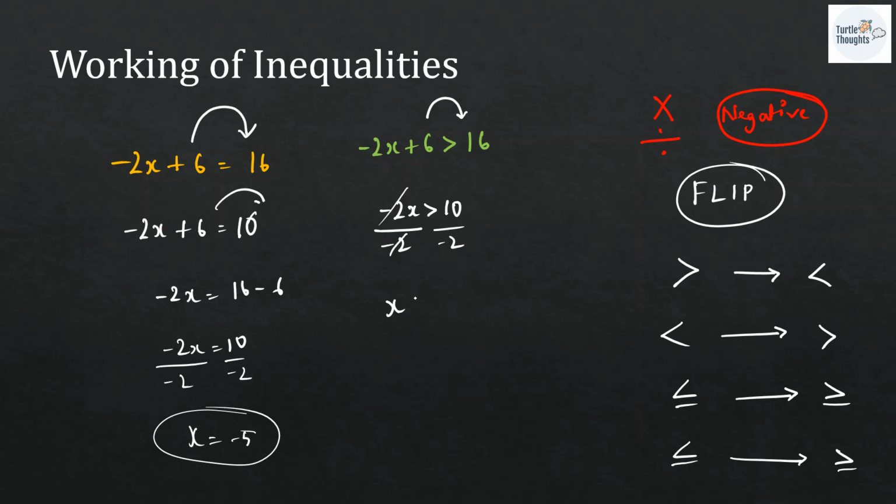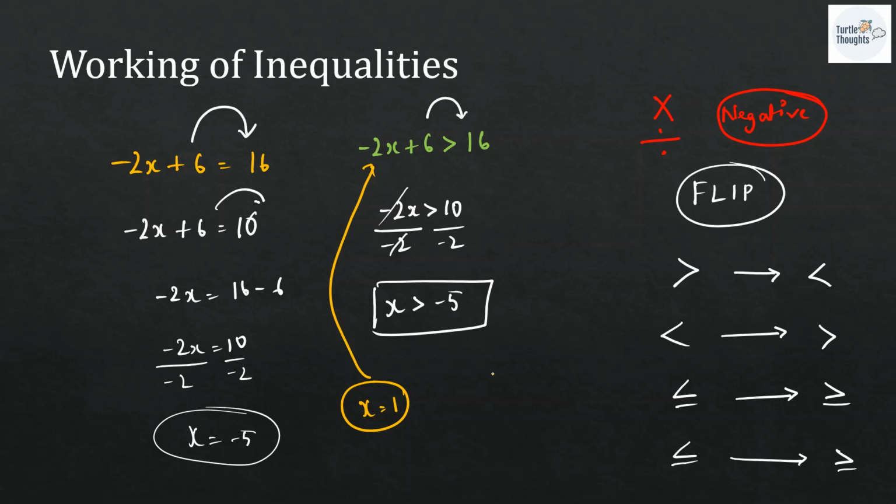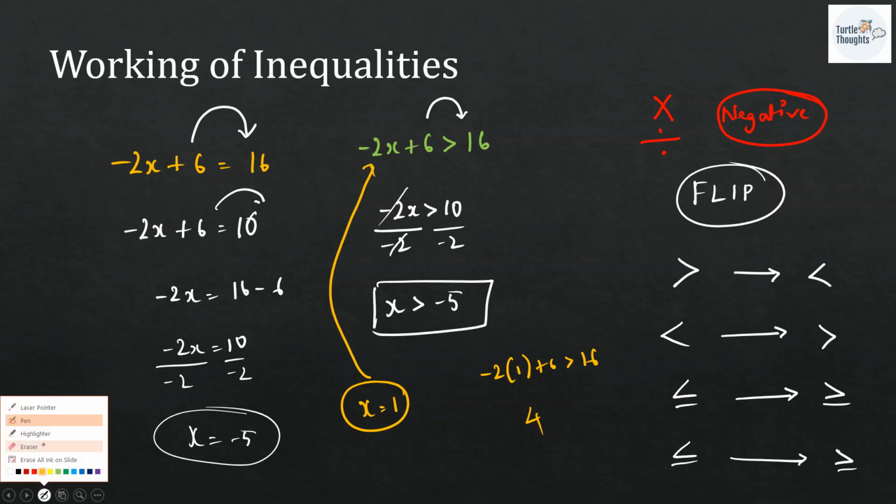So here, if x is greater than negative 5, do you think this is the right option? No, I don't think so. For example, I can take a value of x which is greater than negative 5. So can I take 1? 1 is greater than negative 5. Substitute the same thing over here. So negative 2 multiplied by 1 plus 6, is it greater than 16? No, the answer is going to be 4. So this is not the solution set.